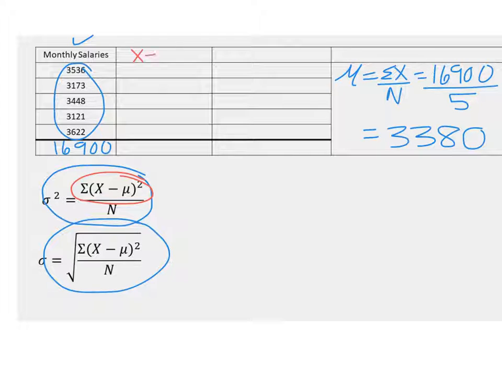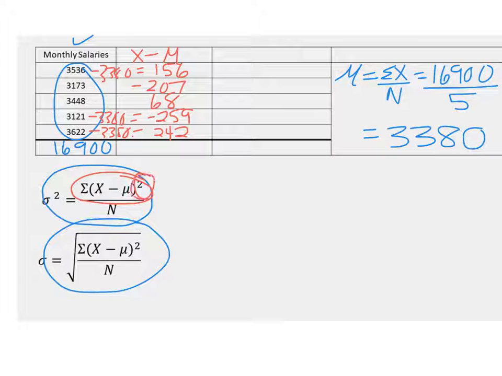So it's x minus mu is the first step that we need to take. So we're going to take each of these values and subtract the mean from them. So 3,536 minus 3,380 is going to give me 156. 3,173 minus the mean gives me negative 207. 3,448 minus the mean is 68. 3,121 minus the mean of 3,380 gives me negative 259. And 3,622 minus the mean of 3,380 gives me a value of 242.